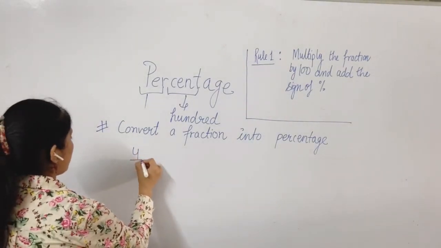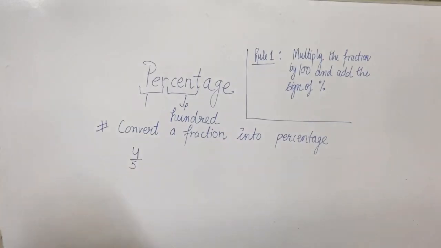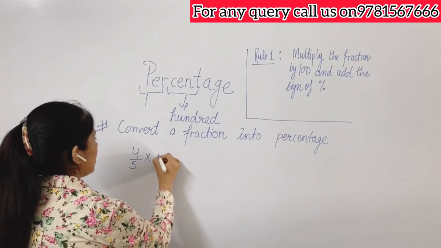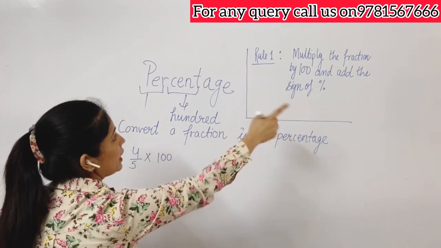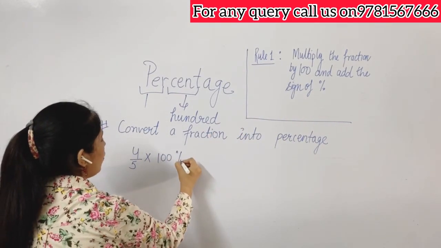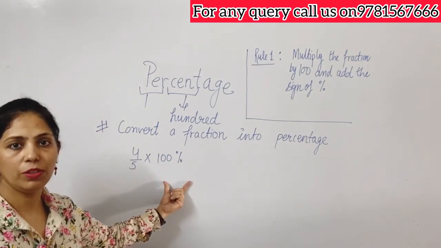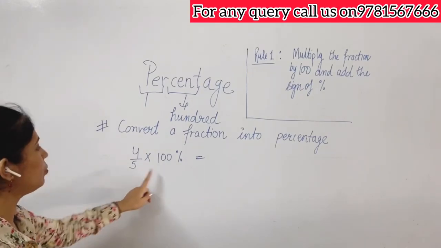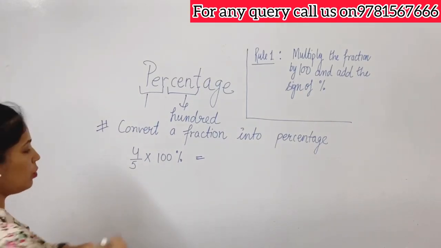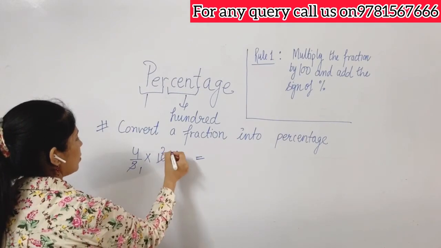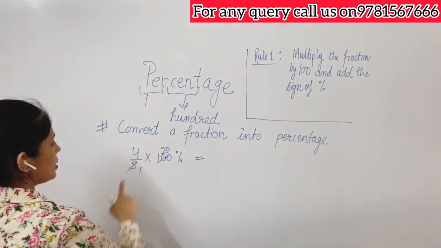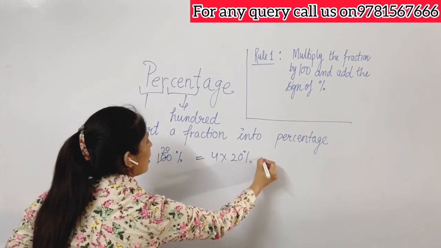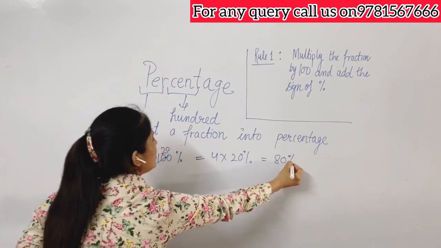For example, 4 upon 5. What is this? Fraction, 4 out of 5. Now, how to convert into percentage? Multiply it by 100 and add the sign of percentage. Remember the rule? Okay, now solve it. How? You remember how to cancel it out? 5 ones are 5, 5 twos are 10, so it's 0, 20. So what is the answer? 4 into 20%, and the answer is 80%, right?